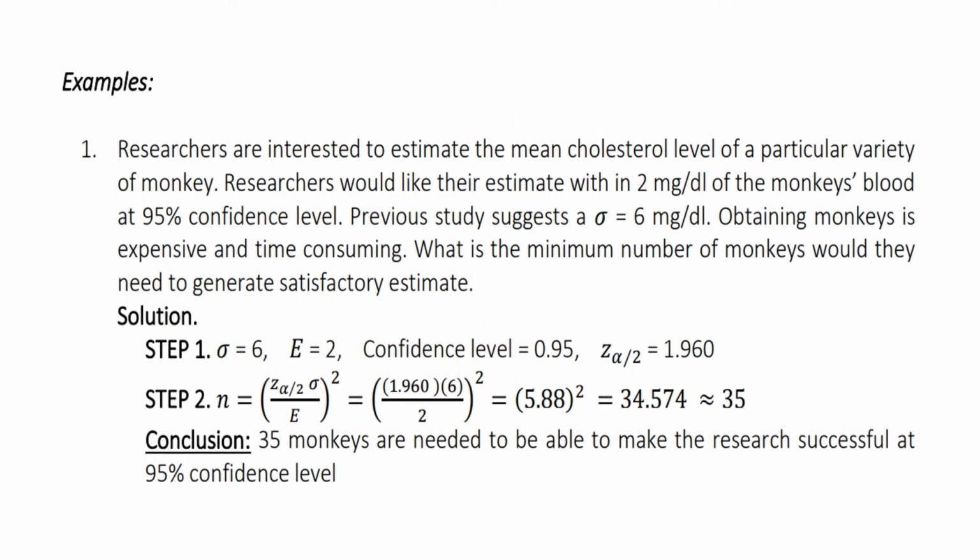So, examples for finding the value of your n. For number 1, researchers are interested in estimating the mean cholesterol level of a particular variety of monkey. Researchers would like their estimate to be within 2 milligrams per dL of the monkey's blood at a 95% confidence level. Previous studies suggest that sigma, or your population standard deviation, is 60 mg per dL.